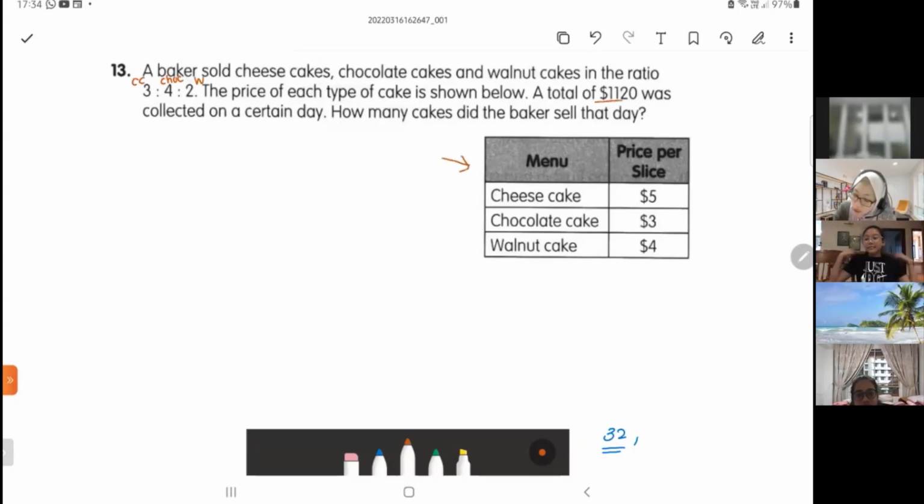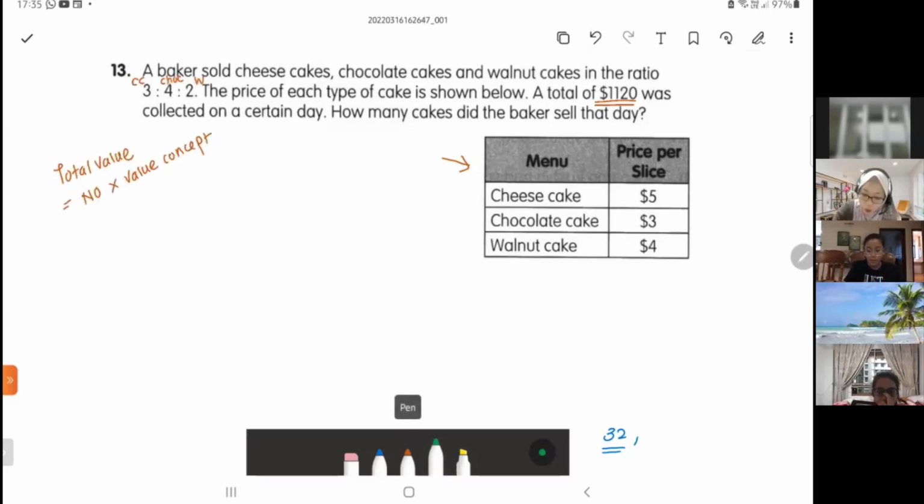A total of $1,120 was collected on a certain day. How many cakes did the baker sell that day? Okay, for this question, I would like to use the total value, number times value concept. I repeat myself. Total value equals number times value concept.